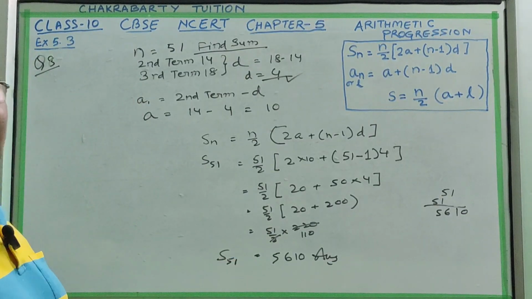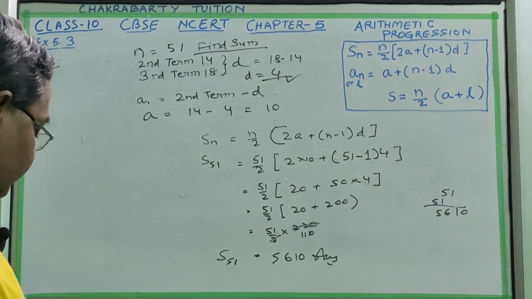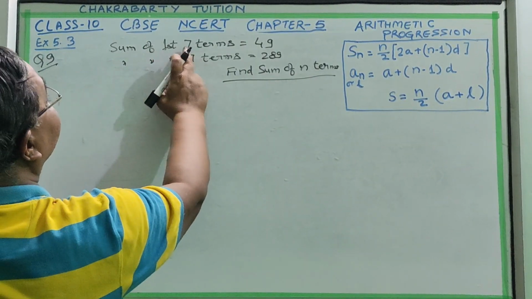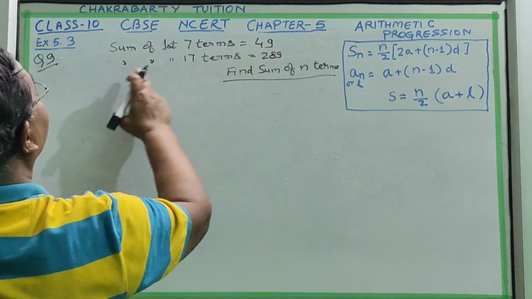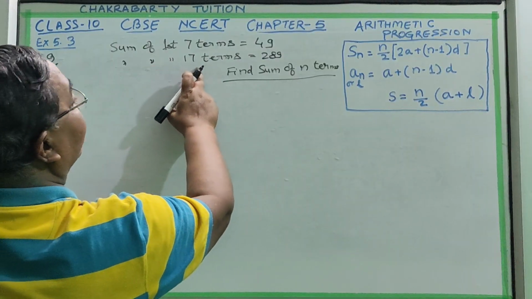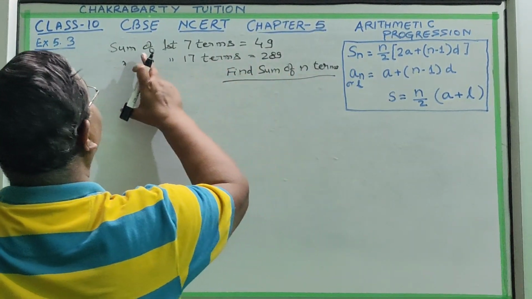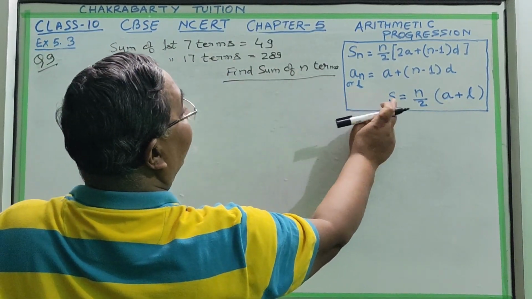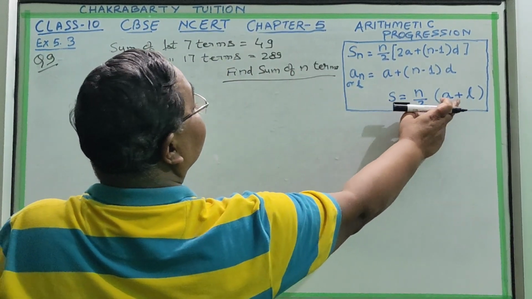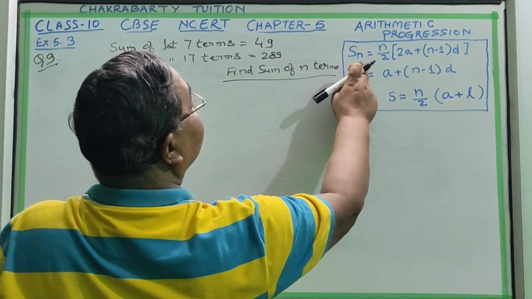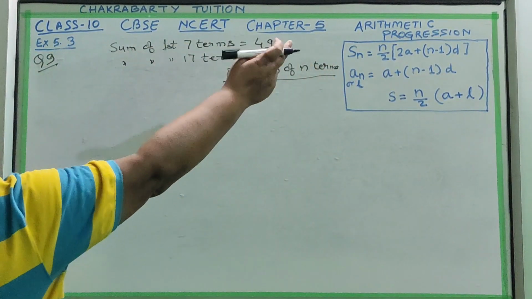Now we will go to question number 9. So here we are given sum of first 7 terms and sum of first 17 terms, and we have to find n. So here you see only sum is given, means l is not given, so this formula will not work. Only this formula will work. So we will be going with this one.